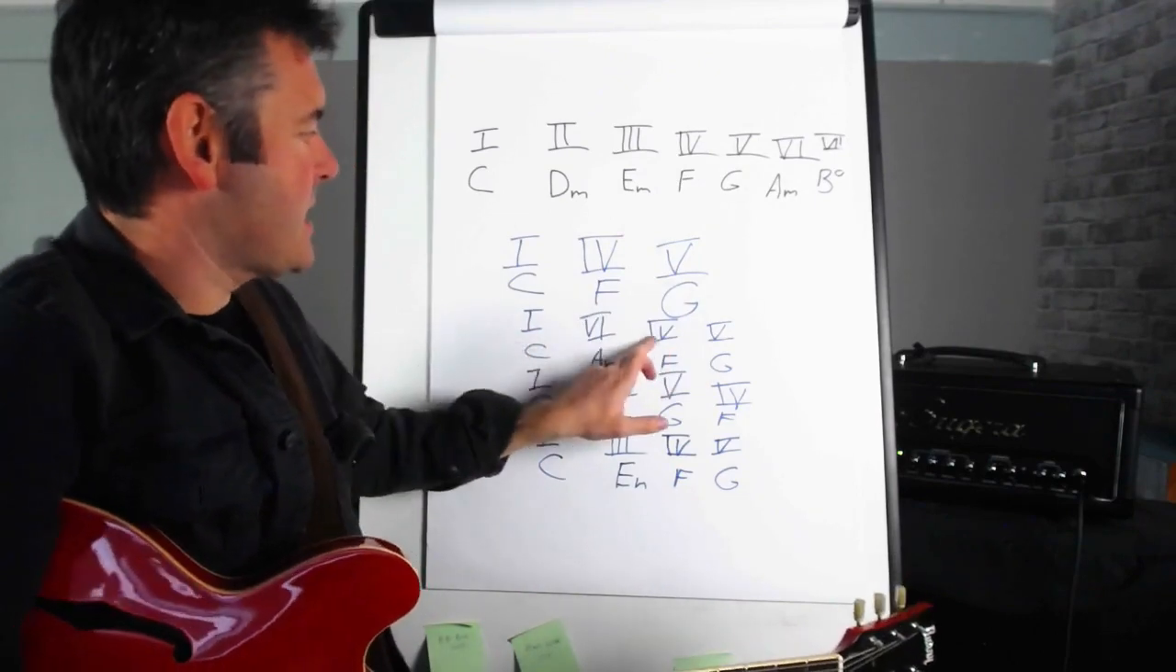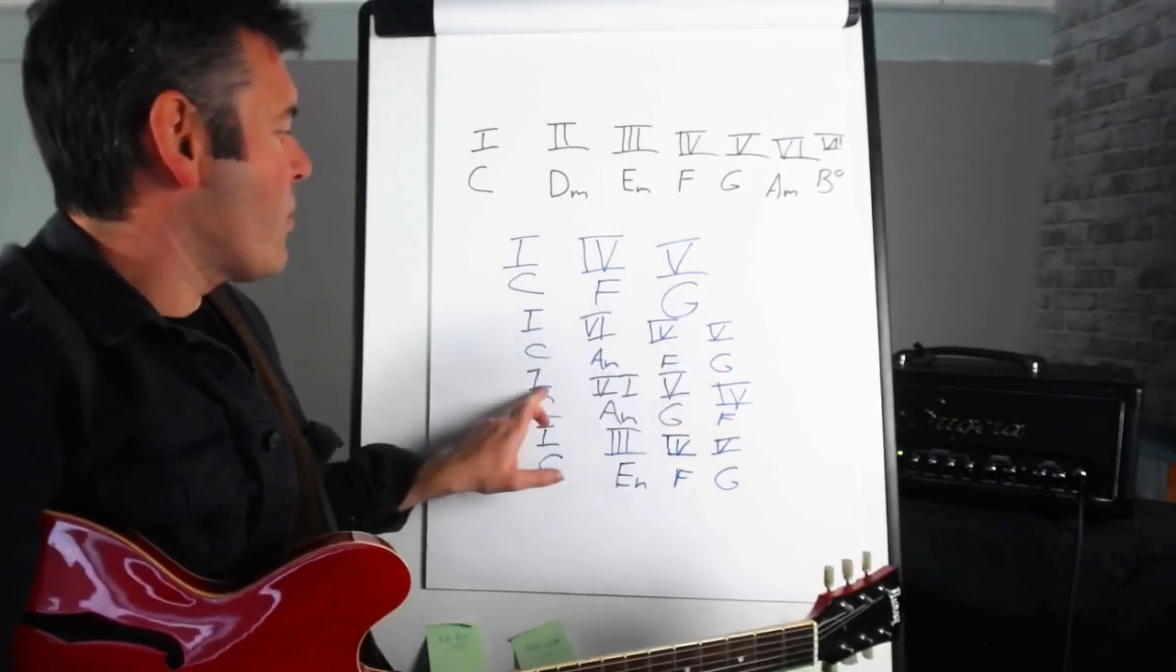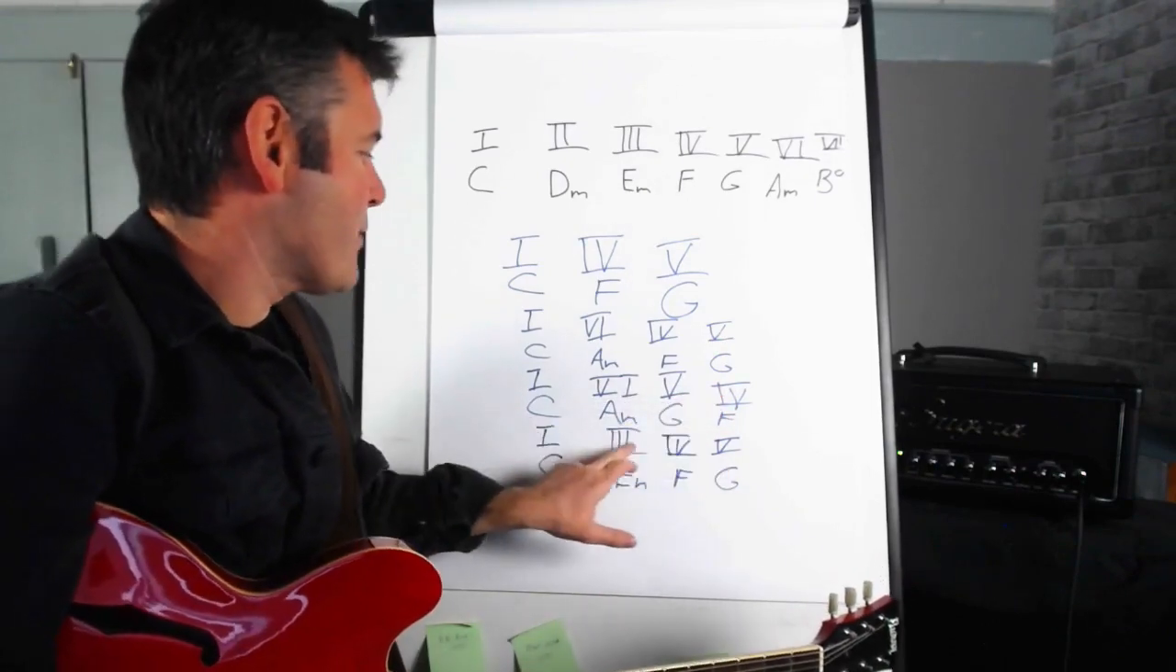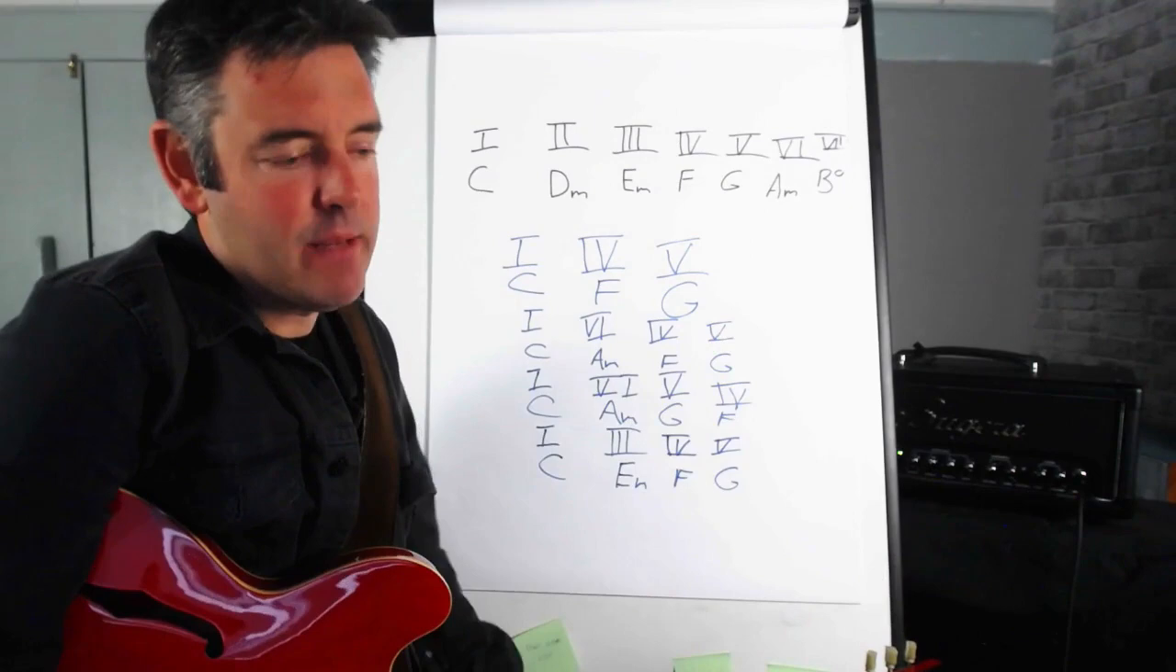Then we had 1, 6, 4, 5. Then we had 1, 6, 5, 4. Then we had 1, 3, 4, 5. Okay, so that's another one.